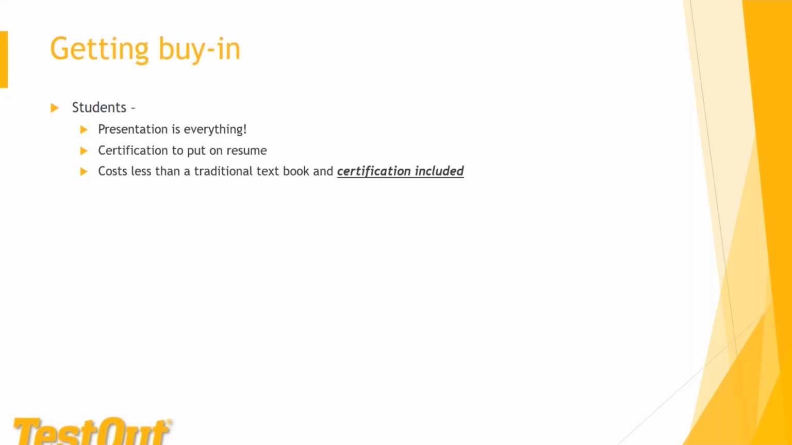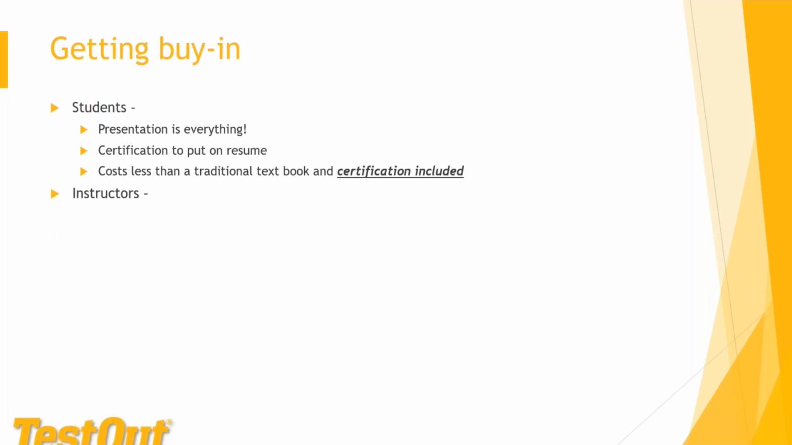And then the last one is it costs less. So the last textbook we used, I want to say, was close to $300 between the textbook and the online resource, and this is only a fraction of that. So the fact that it costs less, that frees up more money for them to feed their kids or go out to dinner or whatever it is that's important to them. So that's been huge. And the certification is included in that cost. So that was big, and for them to understand that.